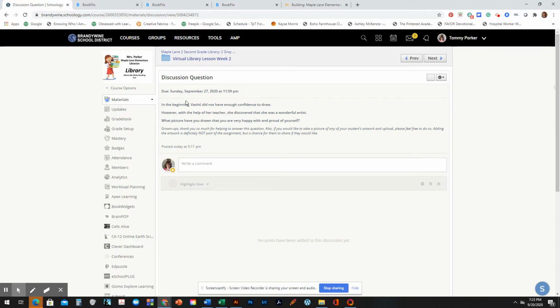Okay. In the beginning, Vosti did not have enough confidence to draw. Bless her heart, I totally understand that. I guarantee you she loved to draw, but it was just showing her work to someone else. If she was at home, she probably would have drawn all these different pictures in the beginning. But since she was in the classroom, she was scared of somebody looking at it and judging it. That happens a lot with artists, and it happens a lot with writers. I know. I really, really know. I get nervous myself.